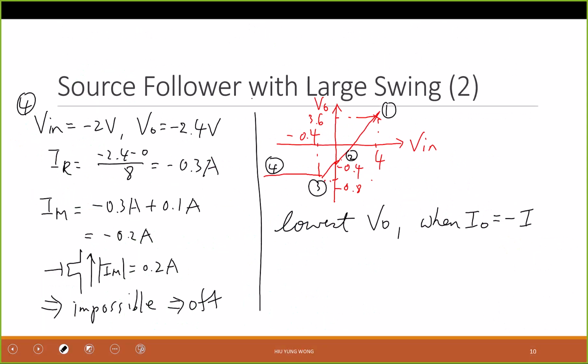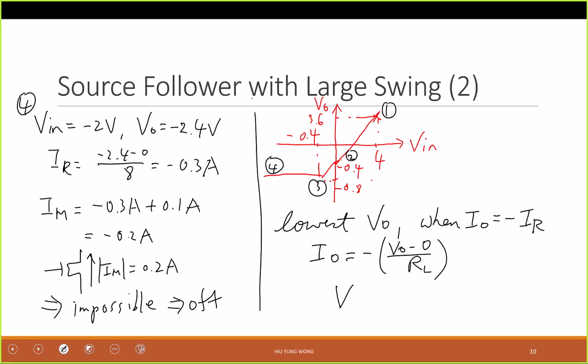I think I'm too nice giving you hints. Right? So what is that? It is I0 equals negative V out minus 0 divided by RL, because V out minus 0 divided by RL is IR, right? So the V out minimum, maybe I should call this minimum, equals negative I0RL.